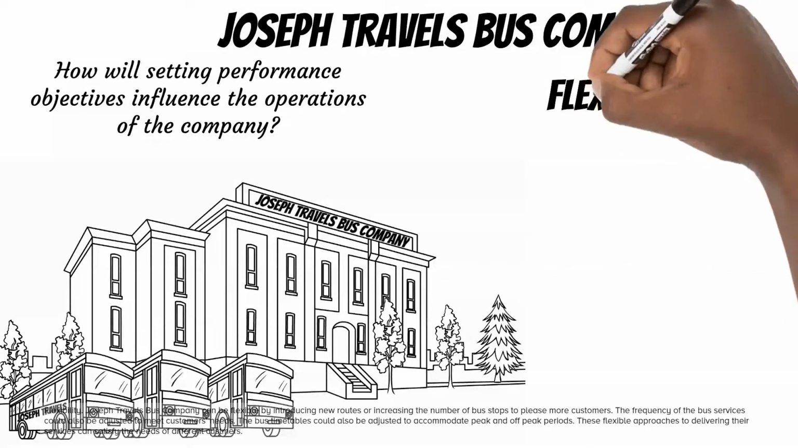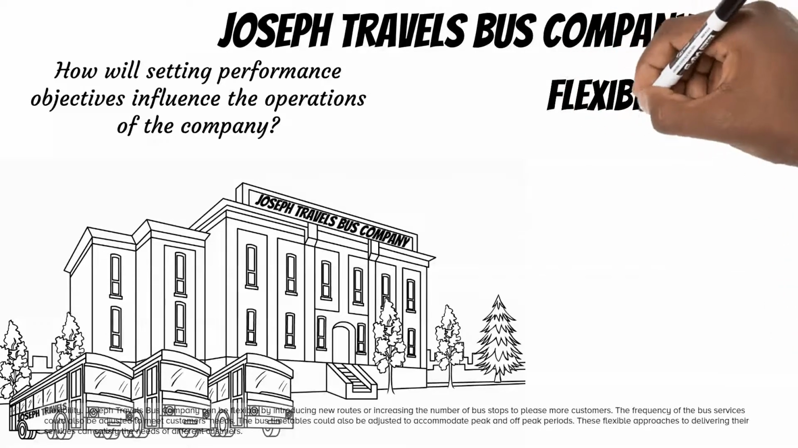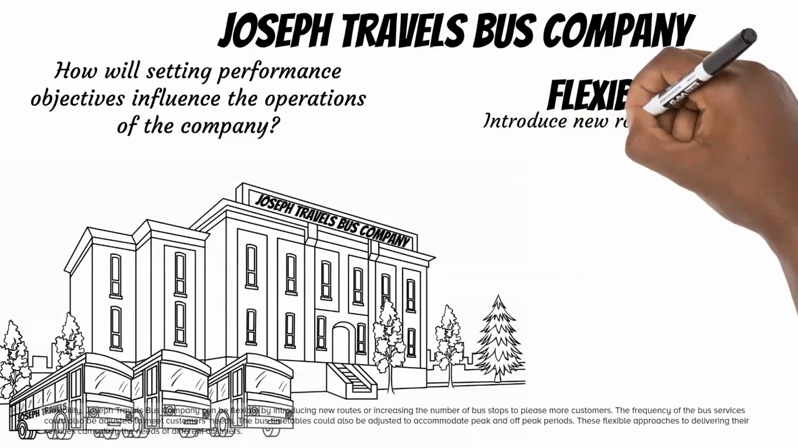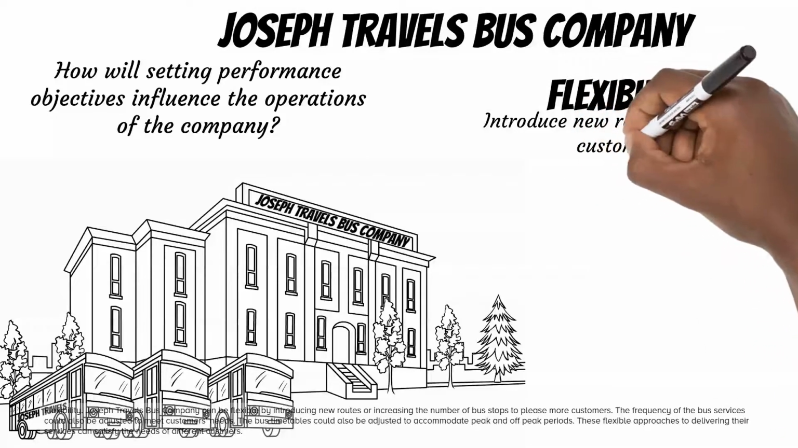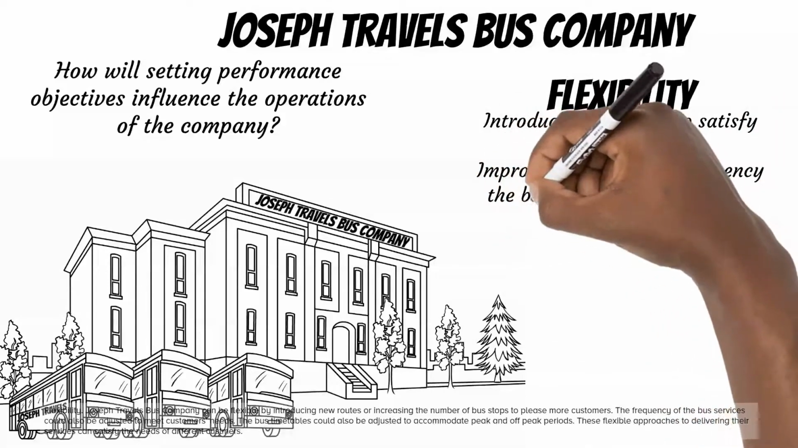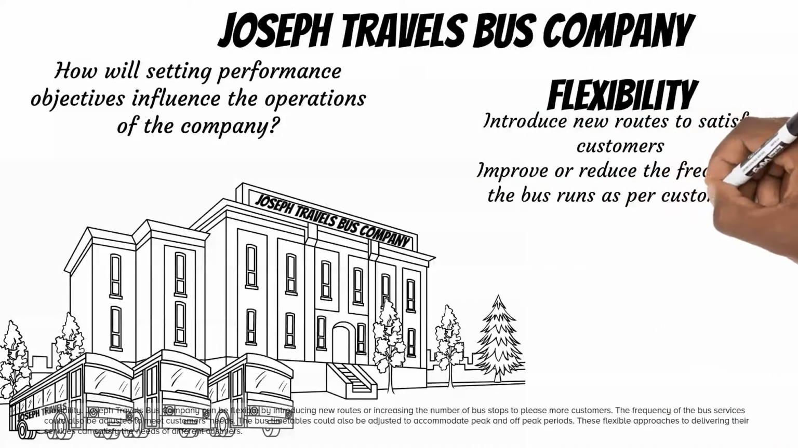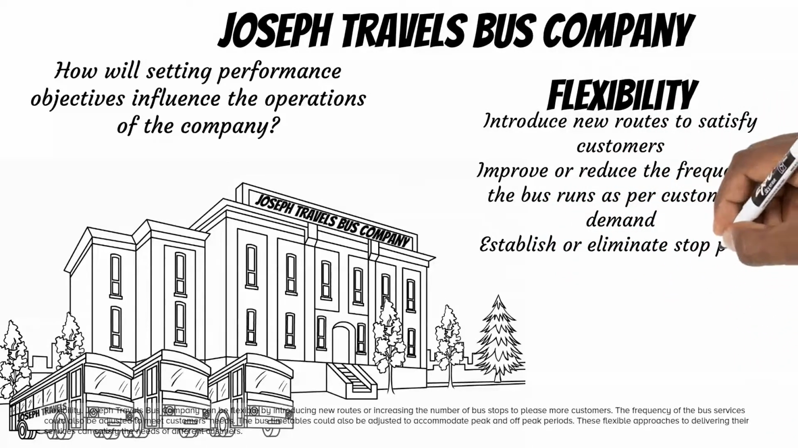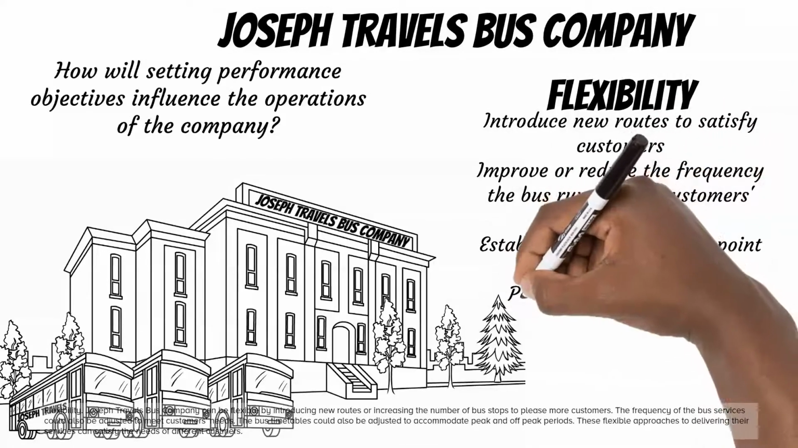Flexibility. Joseph Travels Bus Company can be flexible by introducing new routes or increasing the number of bus stops to please more customers. The frequency of the bus services could also be adjusted to meet customers' needs. The bus timetables could also be adjusted to accommodate peak and off-peak periods. These flexible approaches to delivering their services can satisfy the needs of different customers.